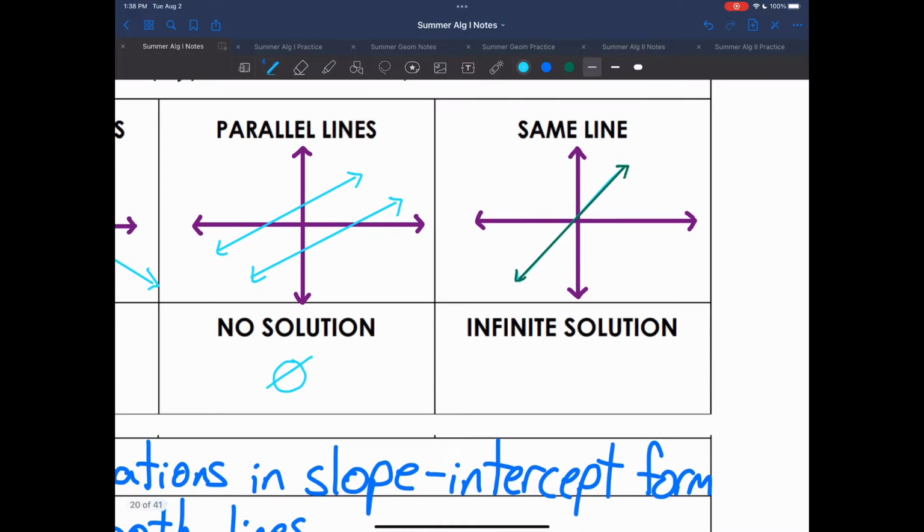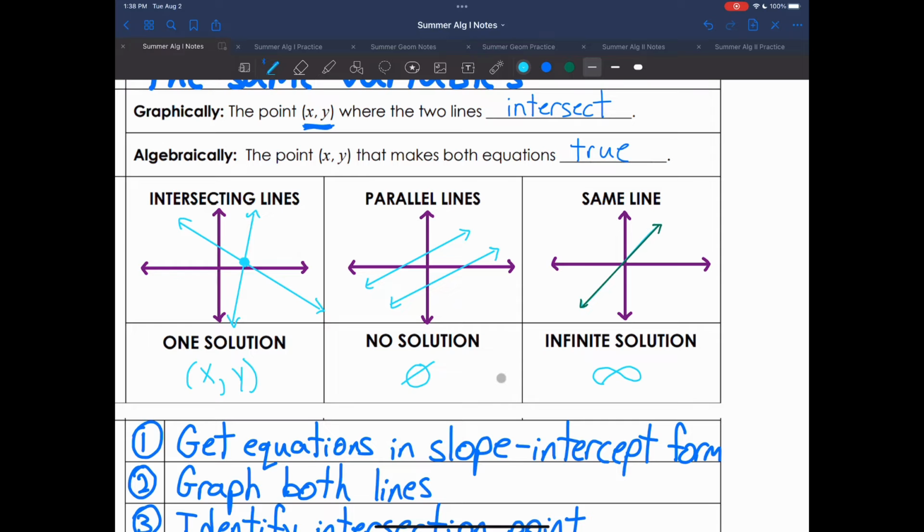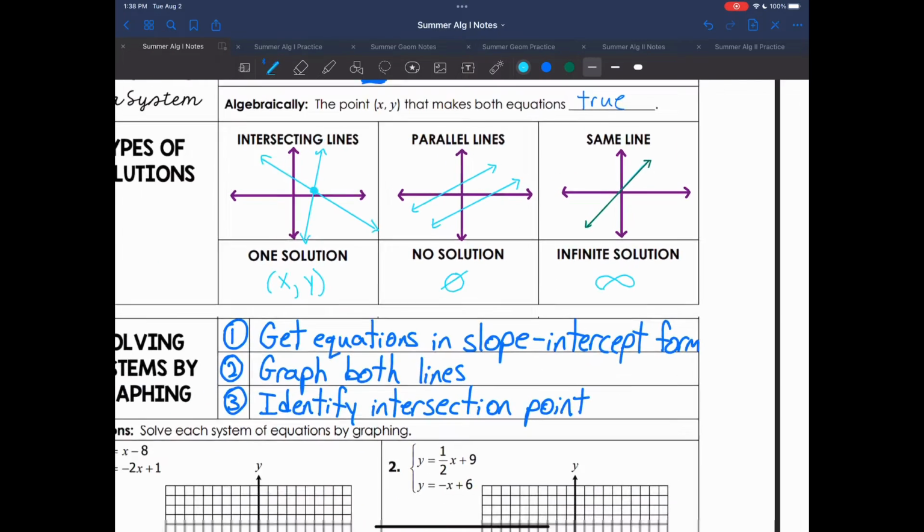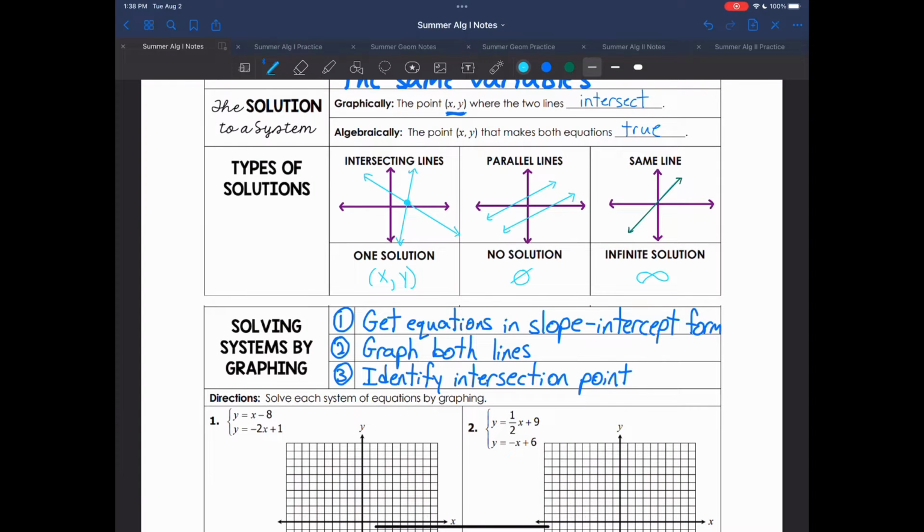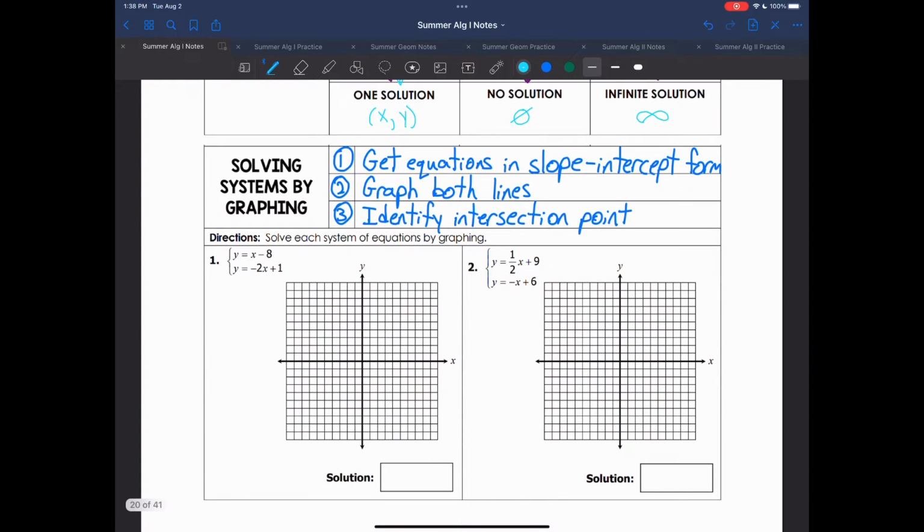And there is a symbol for infinity, right? You could draw the infinity symbol like that. But again, your teacher probably does want you to write infinite solutions. Okay, so you know the types of solutions we're going to have. Let's actually dive into solving them.